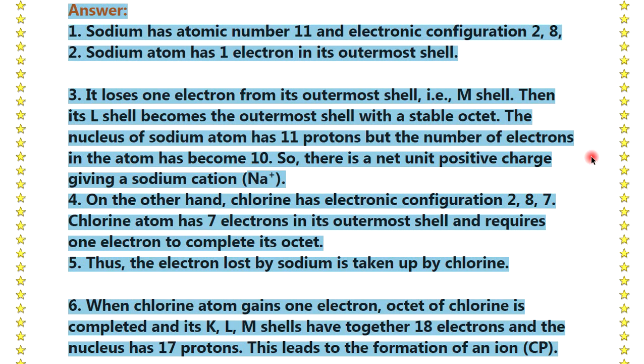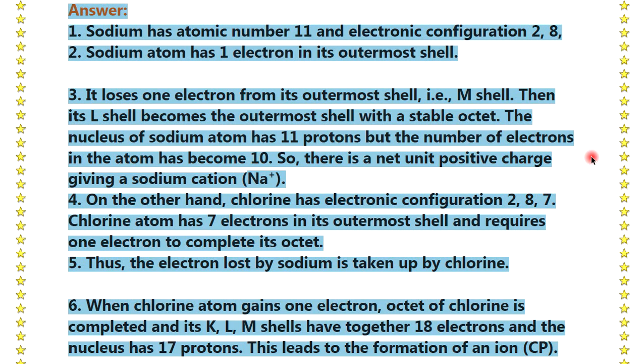The nucleus of sodium atom has 11 protons, but the number of electrons in the atom has become 10. So there is a net unit positive charge giving the sodium cation, means Na+. On the other hand, chlorine has electronic configuration 2,8,7. Chlorine atom has 7 electrons in its outermost shell and requires 1 electron to complete its octet. Thus, the electron lost by sodium is taken up by chlorine.